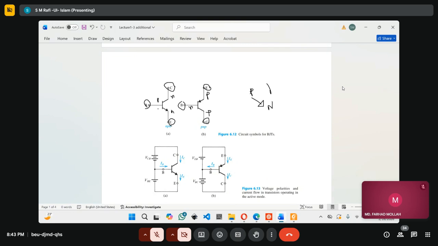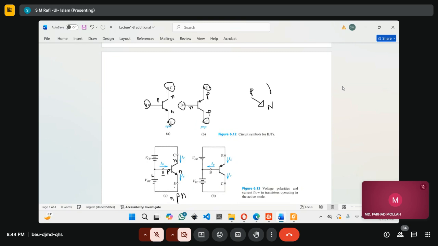Now, in order to bias this transistor, NPN or PNP, we know the condition. The base-emitter should be in forward bias, whereas the collector-base should be in reverse bias. I think I have discussed it in the previous case. The base and emitter should be in forward bias, since this is P and this is N, and this is N, so this is an NPN transistor. Since this is P, it has to be connected to the positive terminal of the biasing voltage, and this is N, so the negative terminal should be connected to the negative terminal of this junction.